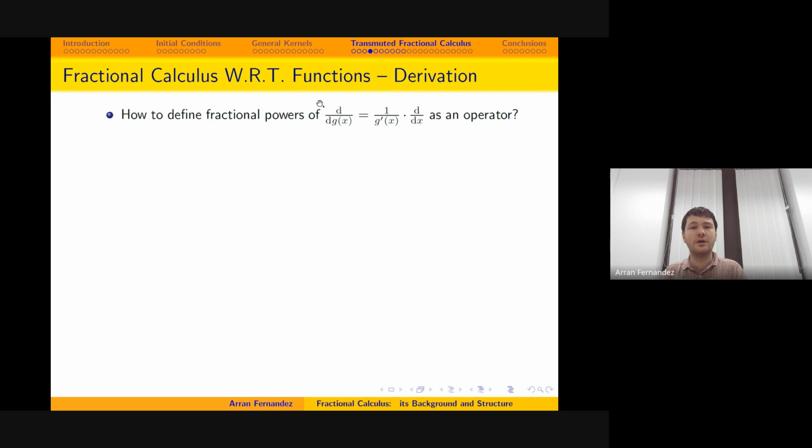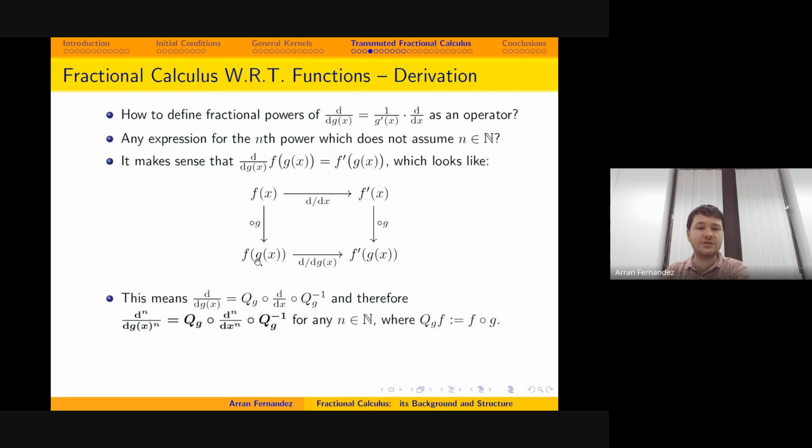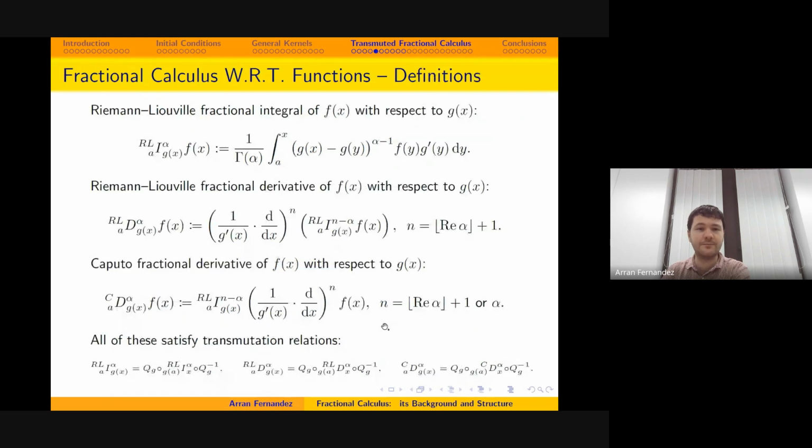Can we define a fractional power of this operator? And one way to do this is by using a commutative square. It turns out that if you start with f of g of x, how to get to f dash of g of x, the best way is to remove the g, composition with g inverse going up, an ordinary derivative, and then composition with g again. So Q_g, if that's the operator of composition with g, then we have this formula for the derivative with respect to g. If we put that to the nth power, it looks the same, nth derivative with Q and Q inverse on either side. And then it makes sense to define this for fractional derivatives. So this is called a transmutation relation or conjugation relation. And it's used to define fractional integrals and fractional derivatives of f of x with respect to g of x. So you've got these definitions up there, these transmutation relations down there, which are equivalent to each other.